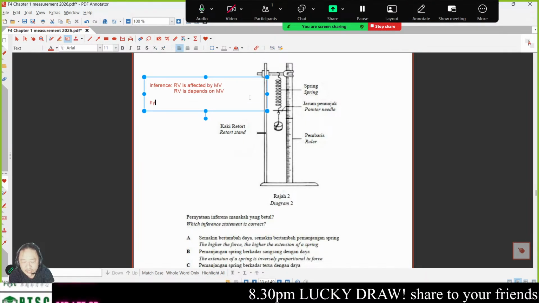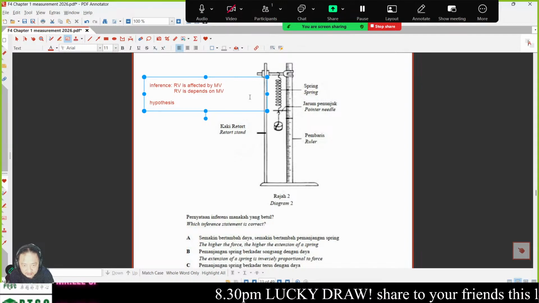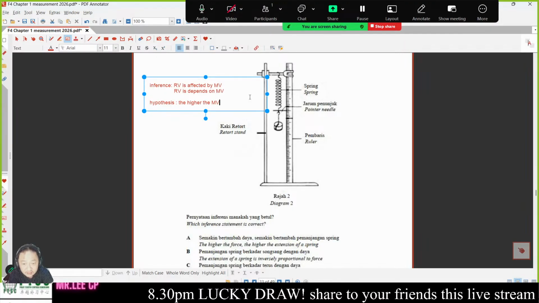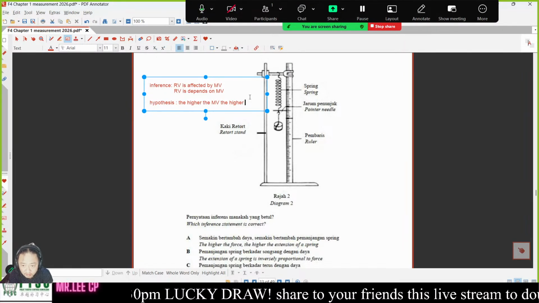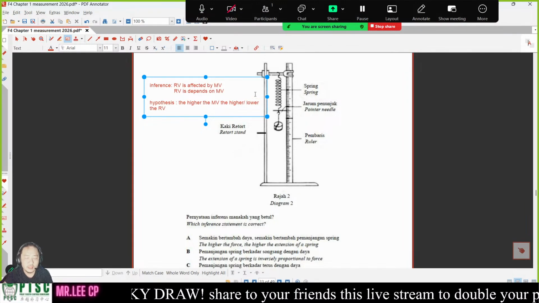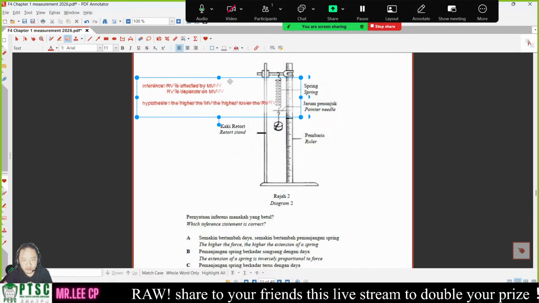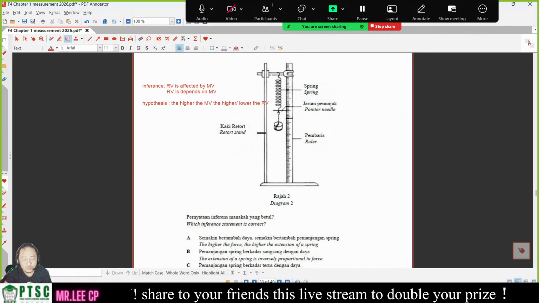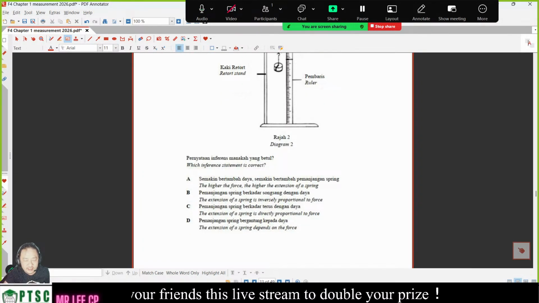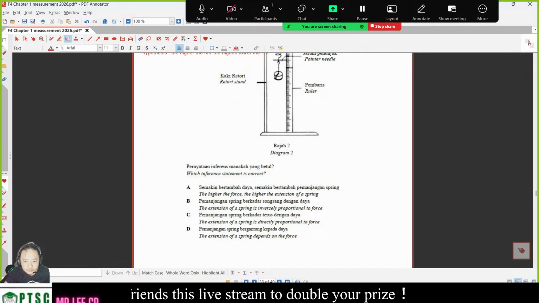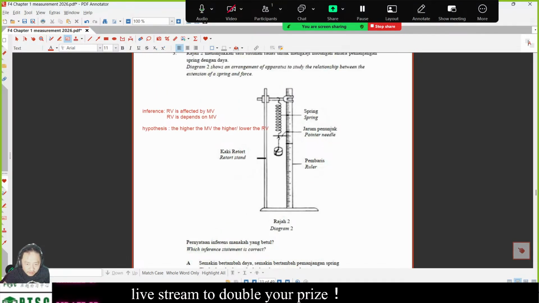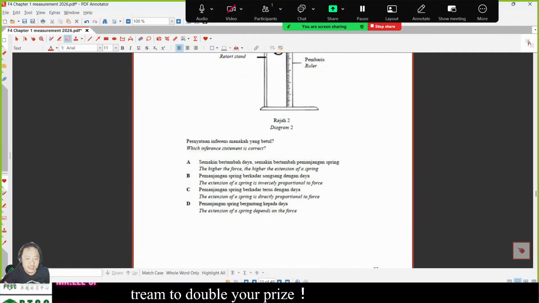If they ask you about the hypothesis, you have to write the higher the manipulated variable, the higher or lower the responding variable. The bigger the what, the smaller the what, or the bigger the what, the bigger the what. You have to write it this way. So which inference is correct? The higher the force, the higher the extension. This one is a hypothesis. The extension is inversely, no, directly, no. The extension depends on the force or is affected by the force. This is the way to write it. Answer is D.